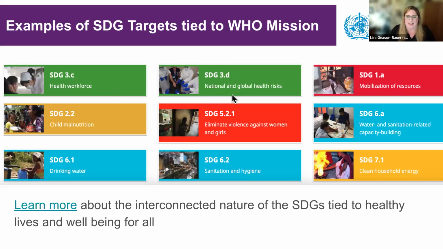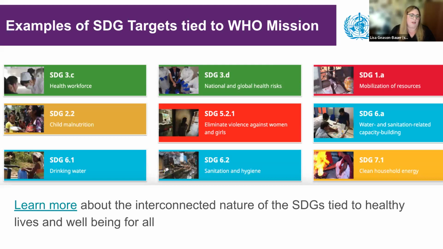SDG 3.D is national and global health risks. That sub-target, especially following COVID, has really taught us that we, as a business or organization, really need to work together with others to figure out how to address national and global health risks. And the pandemic was a huge eye-opener for many people around the world, just how our system is all interconnected again. And so we all have to be aware of that.